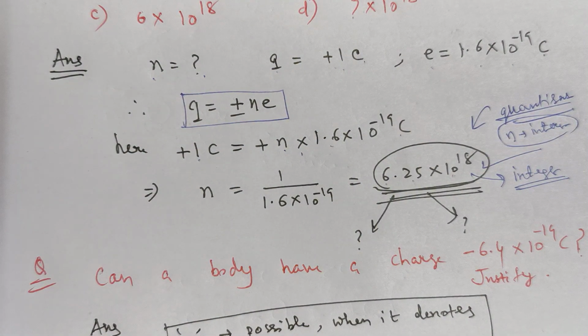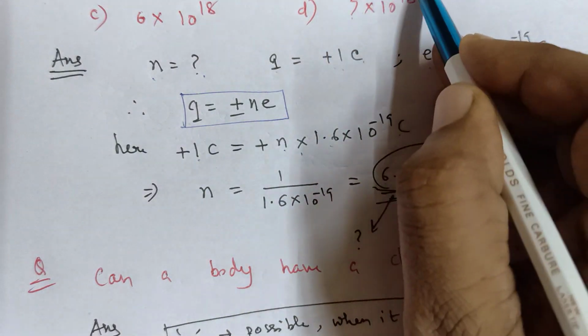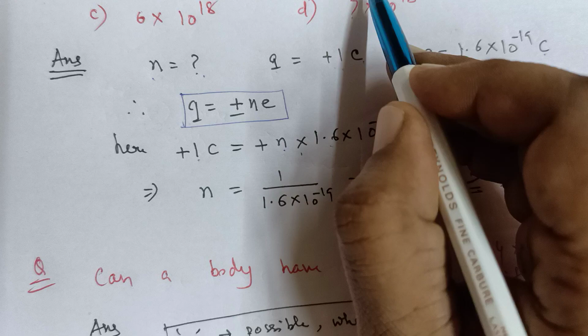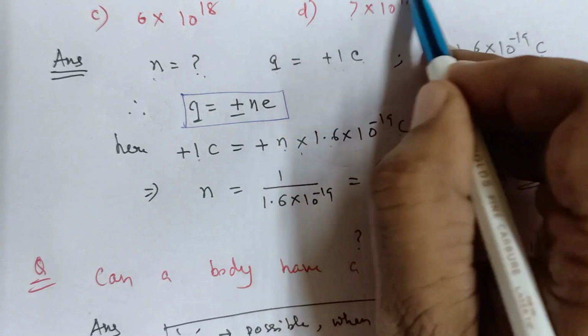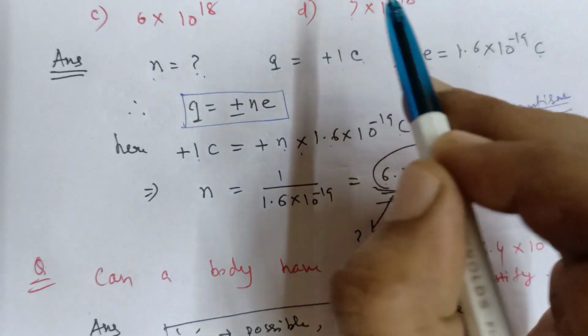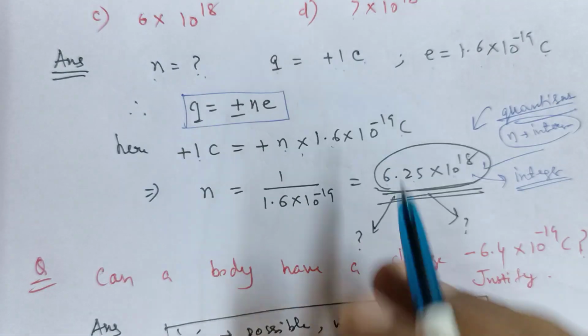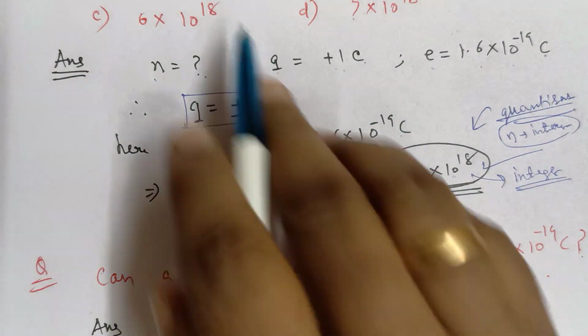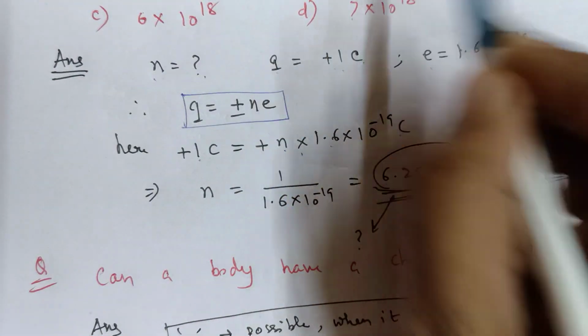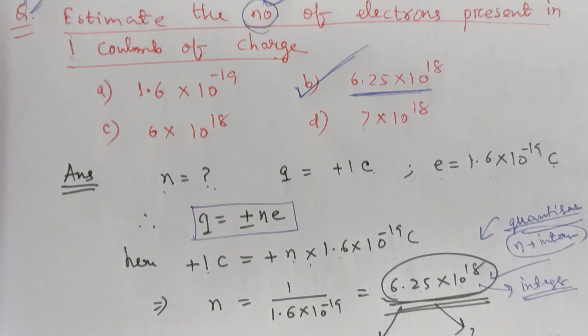So do not get puzzled by that, sir. You have been told that charge is quantized, so this is not a number. Just think with a cool mind: 6.25 into 10 to the power 18 is simply a number, not a fraction. This is a standard question that always comes in your exam. How many electrons are present in 1 coulomb of charge? Your answer should be 6.25 into 10 to the power 18 electrons.